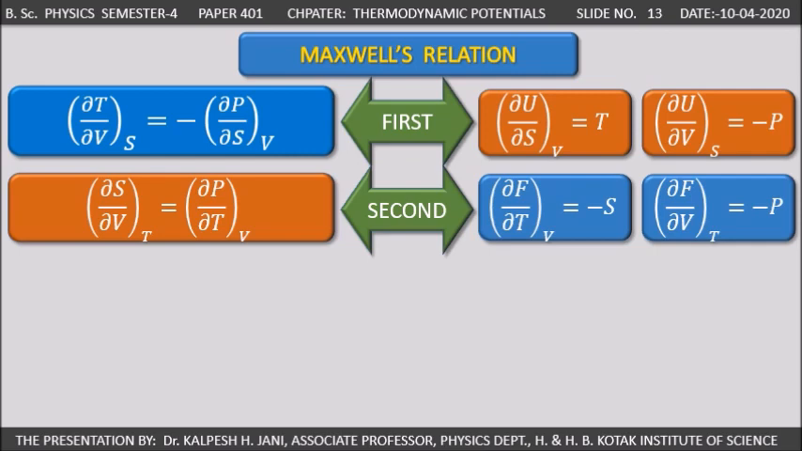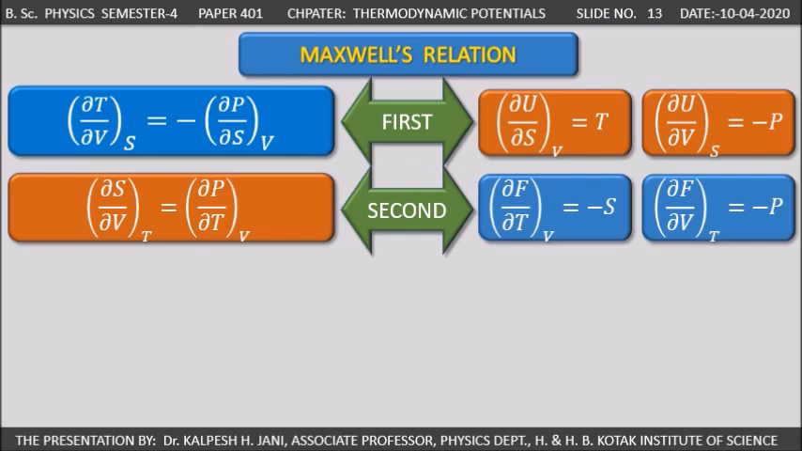Del S by del V at constant T is nothing but del P by del T at a constant V. And on the right side we can define the entropy and pressure as the negative derivative of Helmholtz free energy with respect to temperature and with respect to volume. So entropy can be defined as the negative derivative of Helmholtz free energy with respect to temperature at constant volume, and in the same manner pressure can also be defined as the negative derivative of the Helmholtz free energy with respect to volume at constant temperature. So this is the outcome of the second Maxwell relation.